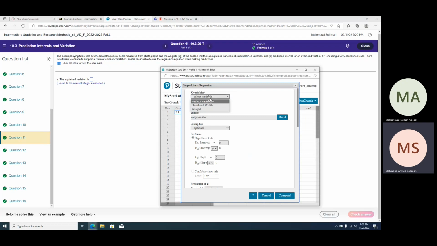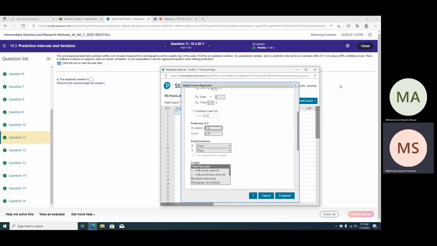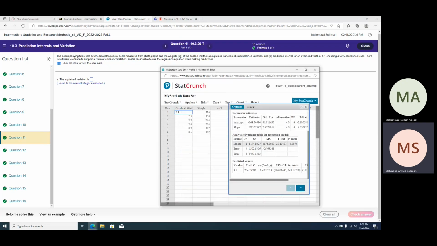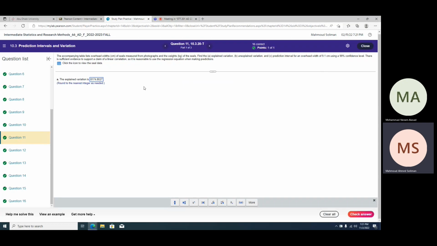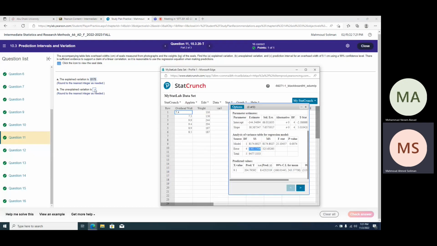9.1, over half. The X should be over half. Overhead width, this one. Look, it says you have to use overhead width to predict the weight. So this is X. Overhead is X, then weight. Put this one, 9.1, 0.99. Compute. Then we go to the SS. Here it is integer, so 5. That's it. Unexplained, error.